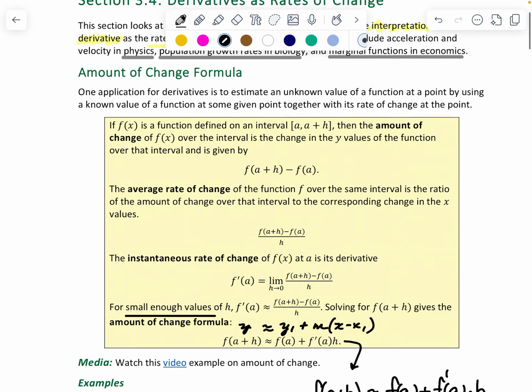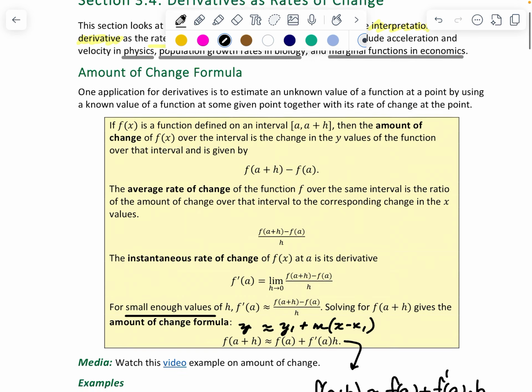For small enough values of h, f prime of a is approximately equal to the average slope. All right, so if we keep that h relatively small, considering other things like a huge population, then a change of 2 might be a small change in h that we could deal with. But for small enough values of h, if we're talking about a population in the 100,000s, a change of 2 is not anything.